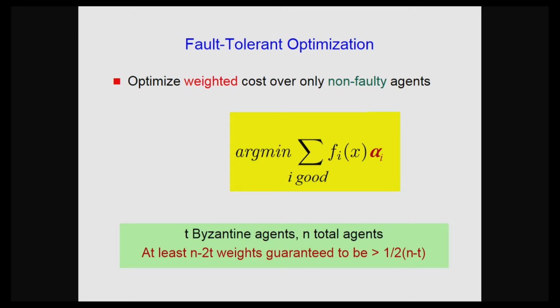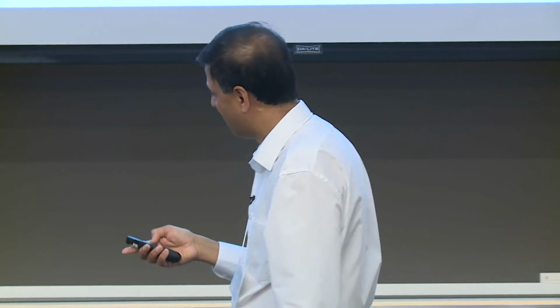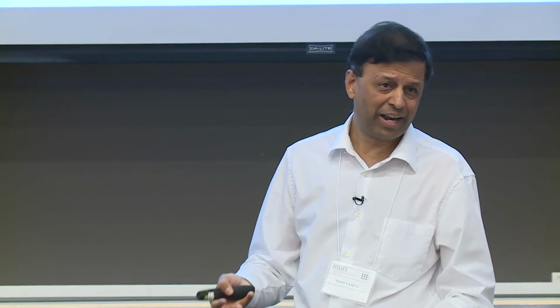n is the total number, t is the bad guys. If you were uniform, it would be 1 over n minus t. I can't do that, but I can come within a factor of 2. So it's a 2 competitive algorithm in that sense. So this is reasonably good. This is what we can achieve with distributed algorithms.